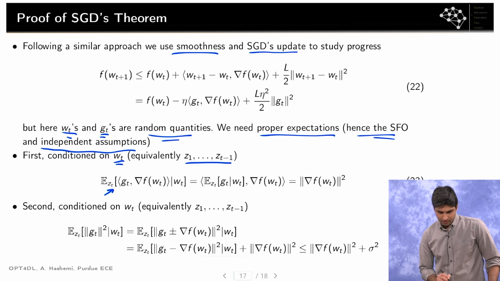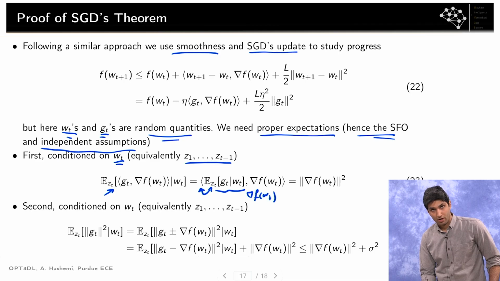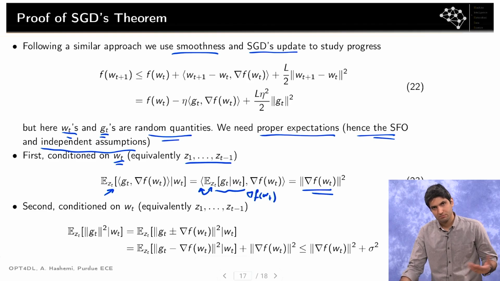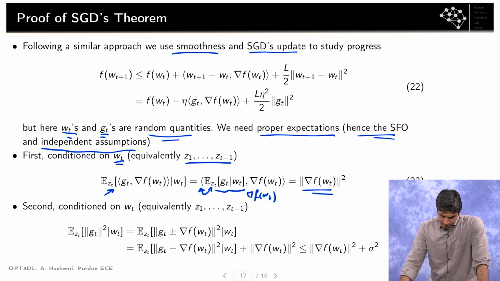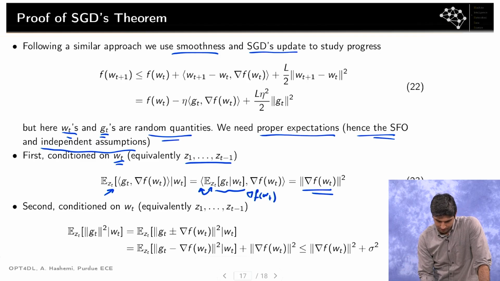So we're going to take this conditional expectation. Again, I can use linearity of expectation to change the order of expectation and inner product. And finally, the term here is nothing but the gradient at wt because I'm using an unbiased oracle. And finally, this is nothing but the norm of the gradient squared, because I have the gradient inner product with itself.